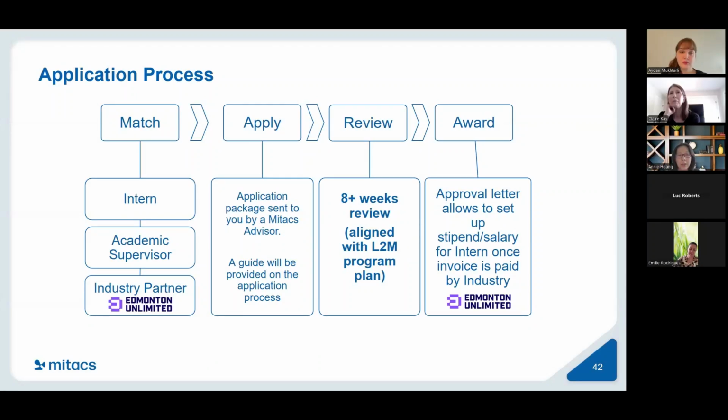We'll also provide you a guide. It's a screenshot guide to walk you through what buttons to press so that you know what information you have to fill in on the portal, and we'll also give you tips and tricks of how to fill out the proposal as well.